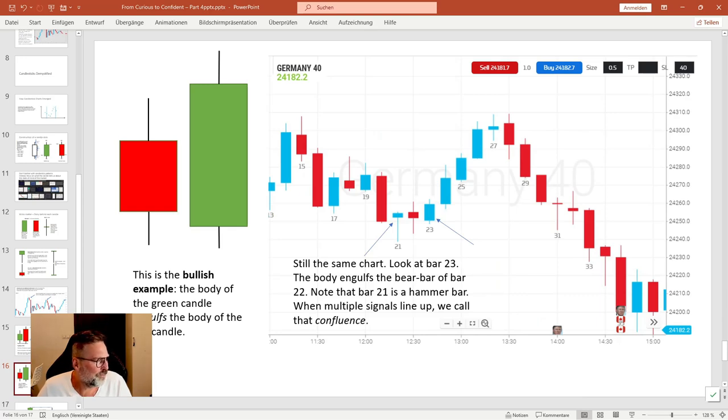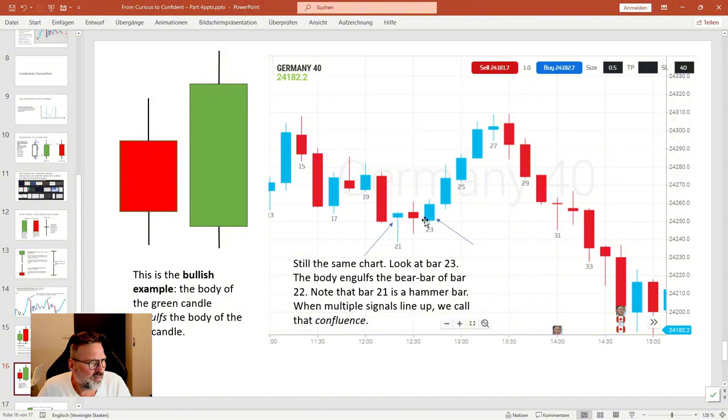And this here is the bullish example, right? So here we first have a bear bar, and then we have a bull bar whose body engulfs the body of the previous bar, right? So that's the same example, just for the bull case, right? So still the same chart. Here is 3.